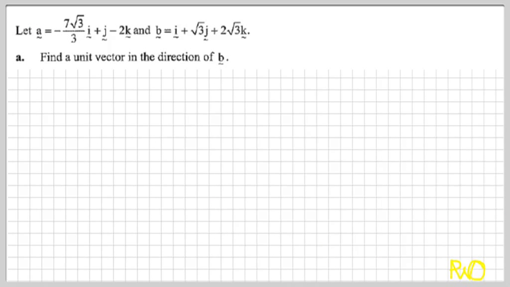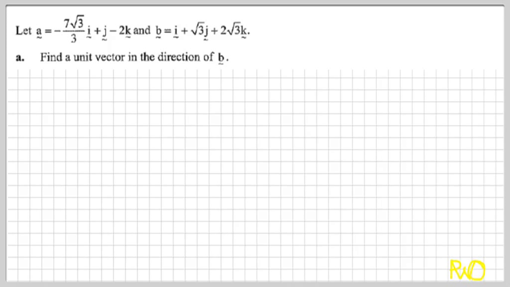This one here is a very interesting example, and it's a very typical exam kind of question. So A is minus 7 root 3 over 3 I plus J minus 2K, and B is I plus root 3 J plus 2 root 3 K. We've got to find firstly a unit vector in the direction of B. Well, that's easy. I'm going to do this with technology for you, just so that you'll get the hang of how to use the calculator.